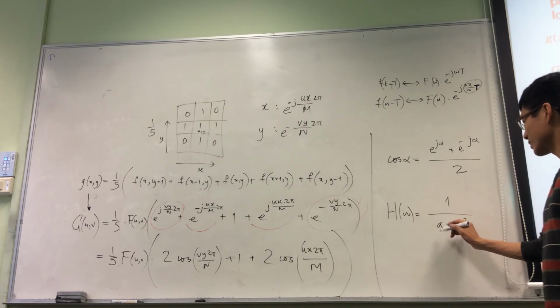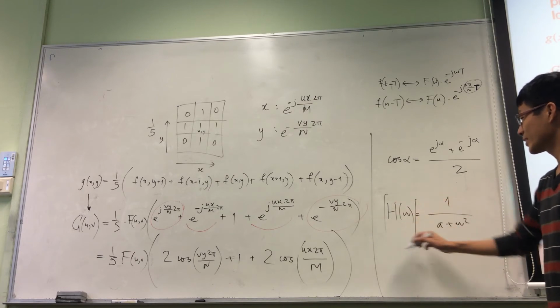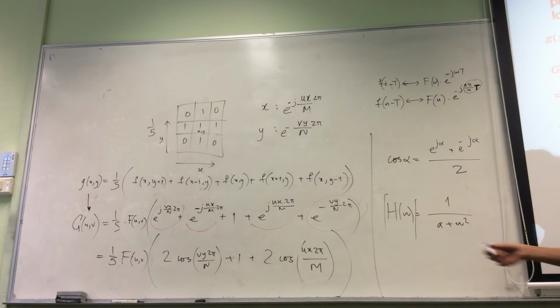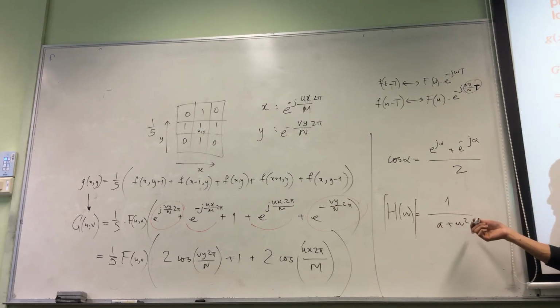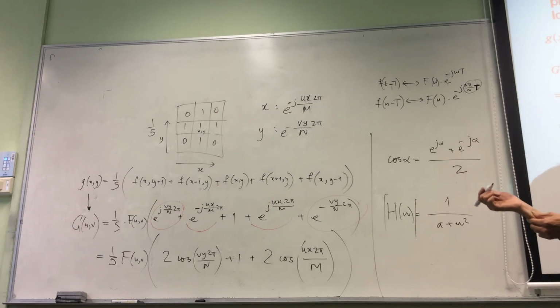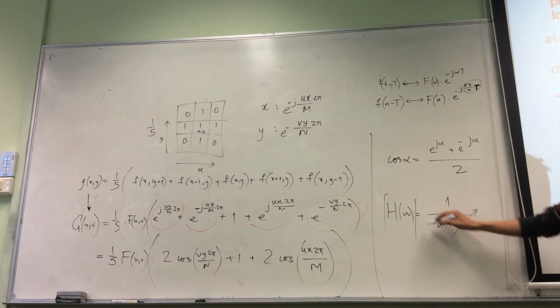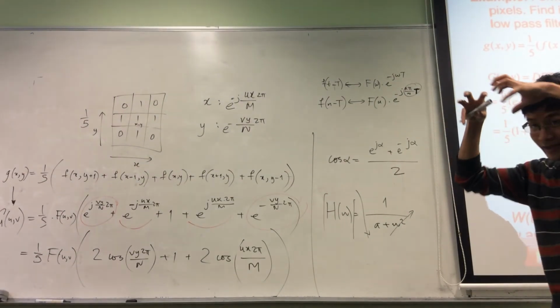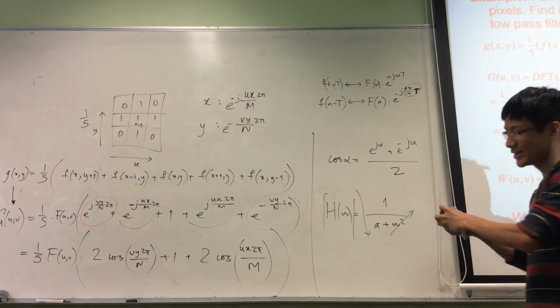Low pass. Why? It's a low pass because when you increase omega, the magnitude decreases. Because when you increase frequency, the transfer function magnitude decreases. Same as in here.